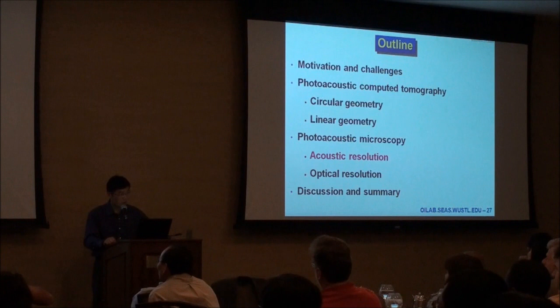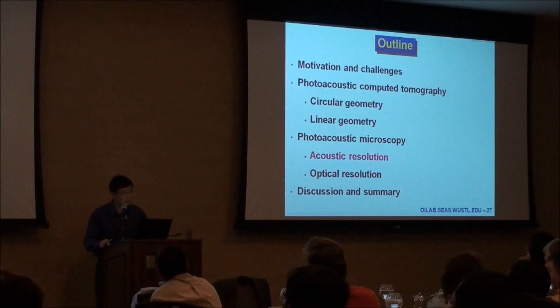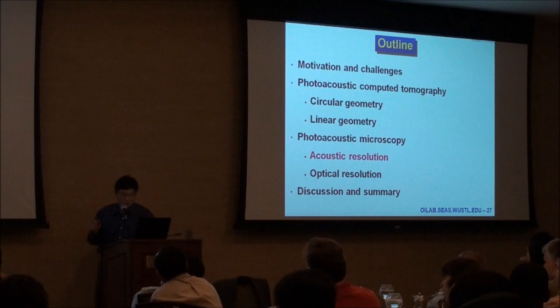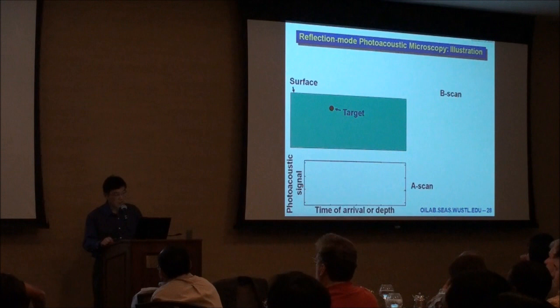Now, on the map I just showed you, you have deep tissue imaging, but you also have microscopy, where you don't have to penetrate that deep. Our initial goal is to penetrate a few millimeters, but you're still beyond the optical diffusion limit. So that's the acoustic resolution version. In photoacoustic CT, we use powerful math to reconstruct the image. In photoacoustic microscopy, we use powerful physics to get the image.